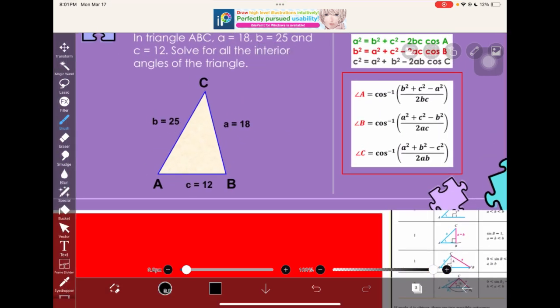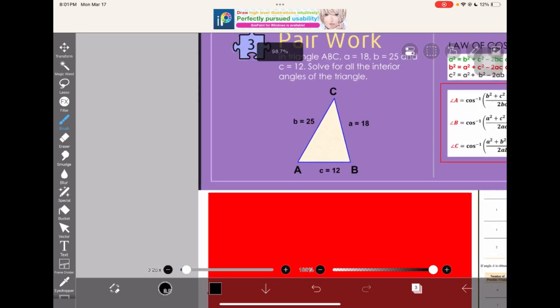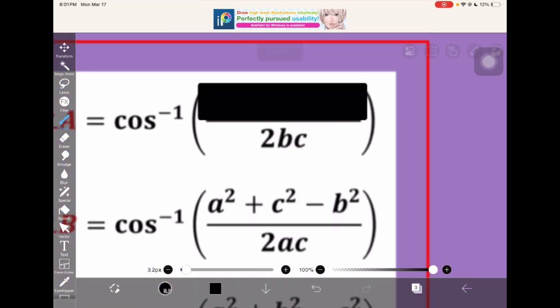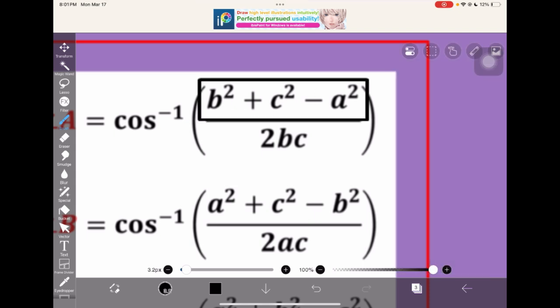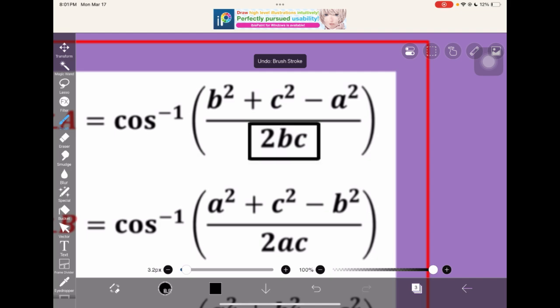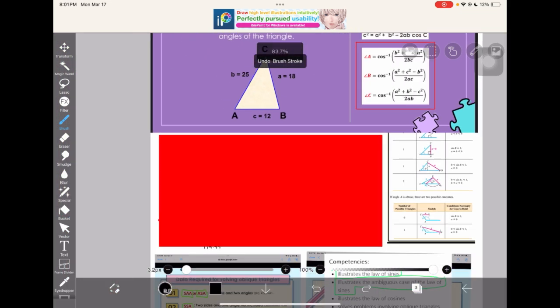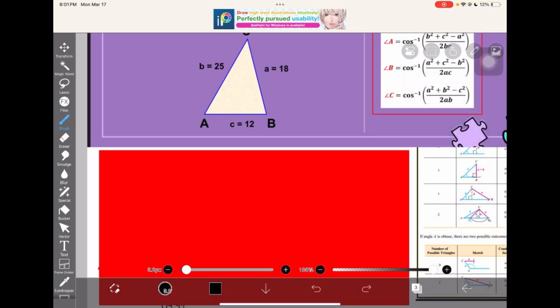I've already told you how to notate it, so I'm just going to substitute all the values over here. If your calculator can handle fractions like this one, good. If not, solve for this one first, write that down, then solve for this one, and then you just take cosine inverse of that answer, okay? There's always a solution for everyone, so just get the best calculator you can.